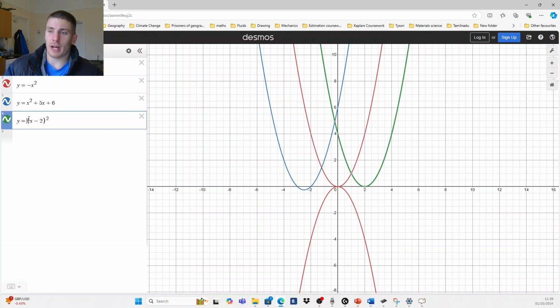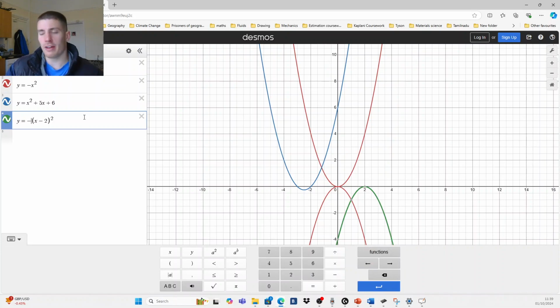You can make it negative, see what happens to it, so make this part negative. There we go, it flips around. So you can really just play around with different quadratics.